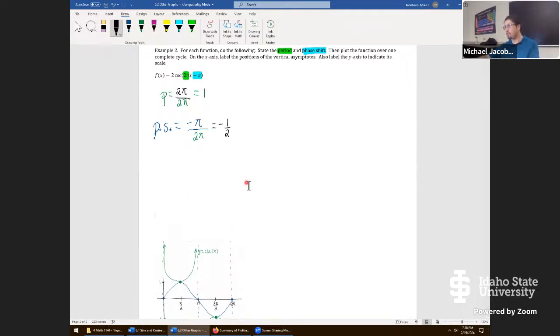And let me hide that graph just for a minute. So we've got it. We have period and phase shift. It says to plot the function over one complete cycle. We want positions of the vertical asymptotes. So we'll put in dashed lines going up. We'll also indicate the y-axis, its values to indicate the scale in the graph. And that's where the 2 is going to come into play.